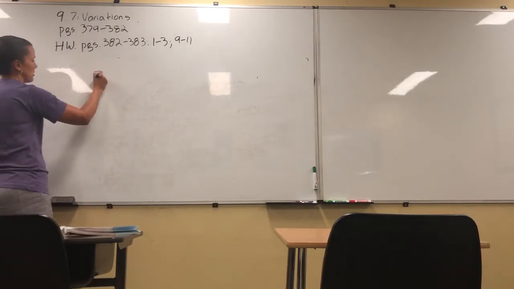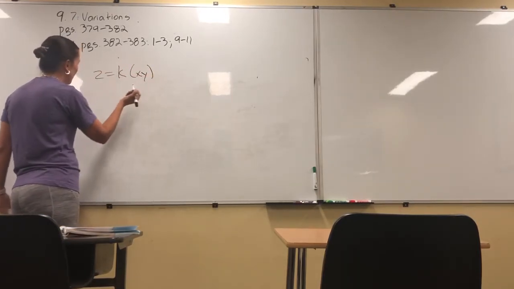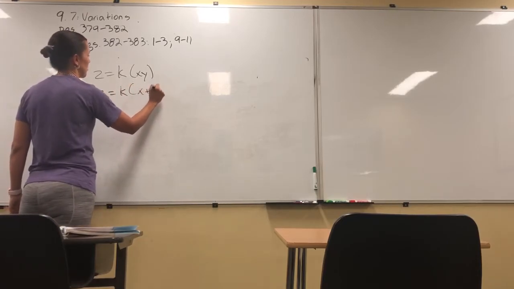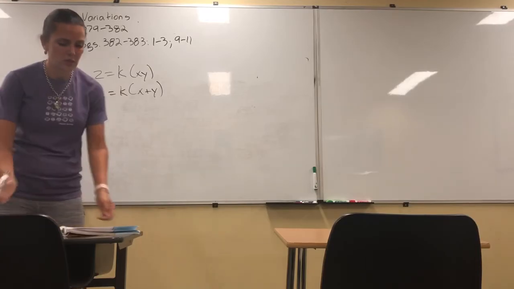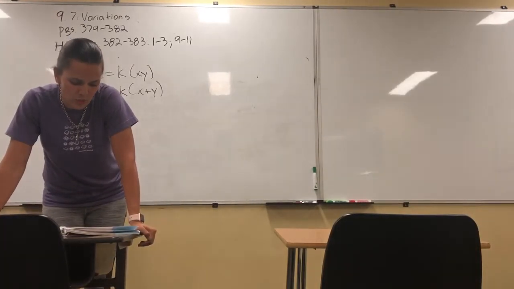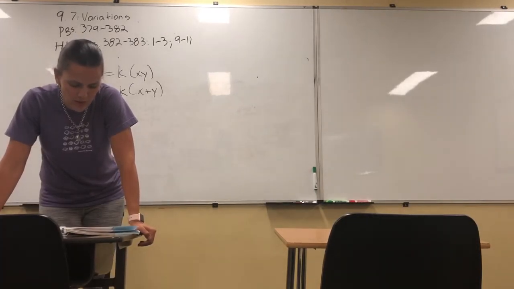So you can have z equals k times xy, but you might also have z equals k times x plus y, or x over y. You can have lots of different changes, okay? But you're going to have a z that's changing with an x and a y. And the only example we have for that is example 5.